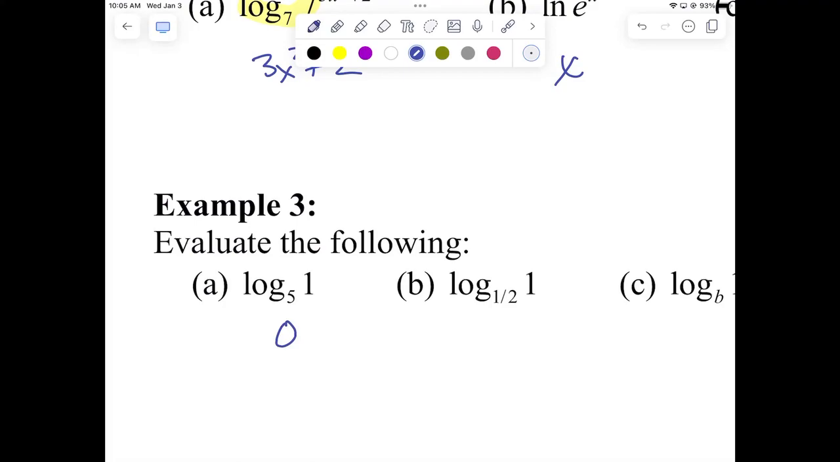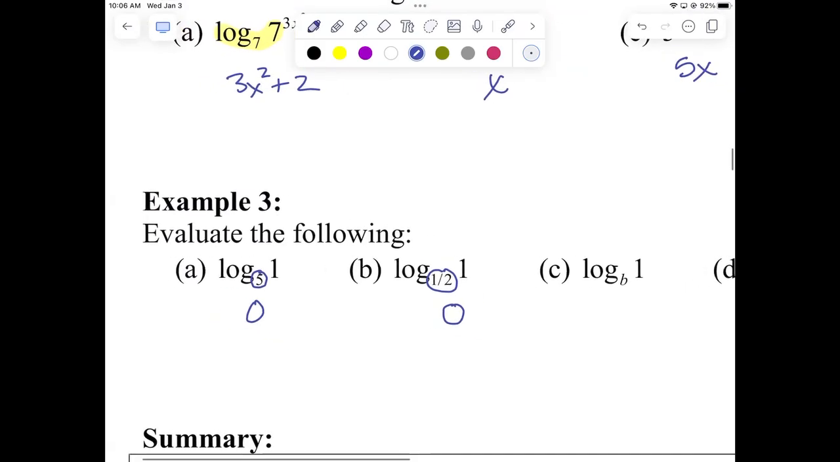All right. What's log base 1/2 of 1? 1/2 to what power is 1? 0. Go back to the previous example. 5 to what power is 1? 0. 1/2 to what power is 1? 0. Let's summarize. What is log base b of 1 for any legal base b?